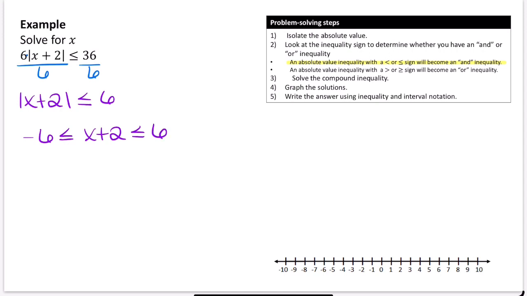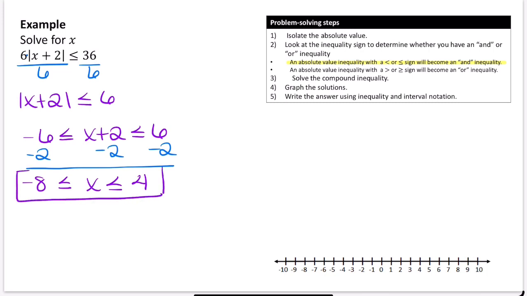Now I need to work on getting the x by itself. So to get x by itself, I'm going to go ahead and subtract 2. So I'm going to subtract 2 everywhere in this inequality. And when I do that, I get negative 6 minus 2, which is negative 8, less than or equal to x, less than or equal to 6 minus 2, which is 4. So that's my solution in inequality notation.